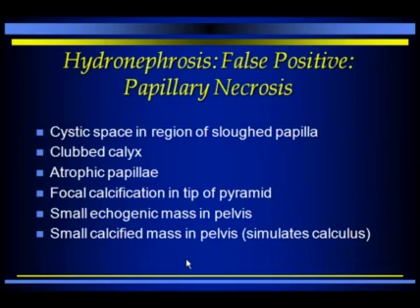Now, papillary necrosis is an interesting category because that's a disease which has several etiologies, but the end result is that there is a necrosis within the renal pyramid, and usually of the tip of the pyramid, the papillary tip of the pyramid, so that's called papillary necrosis. That can actually result in cystic spaces in the region of the slough papilla, and that can give an appearance of a clubbed calyx and could actually mimic hydronephrosis.